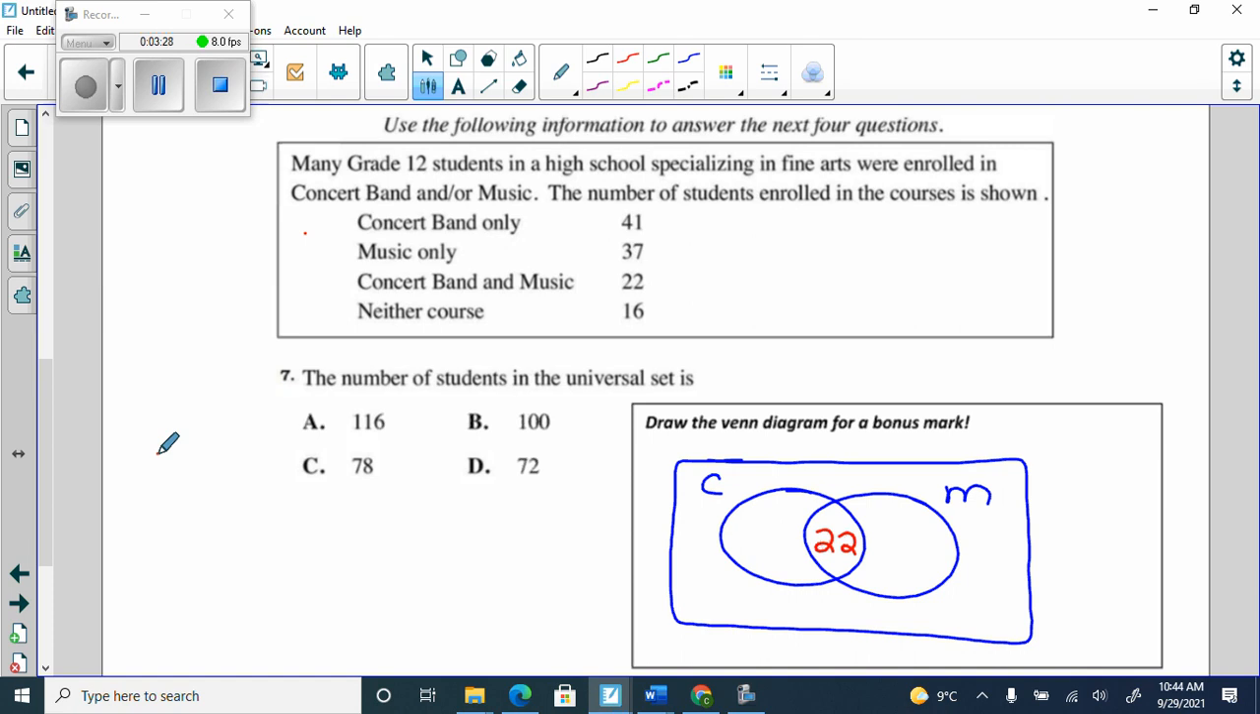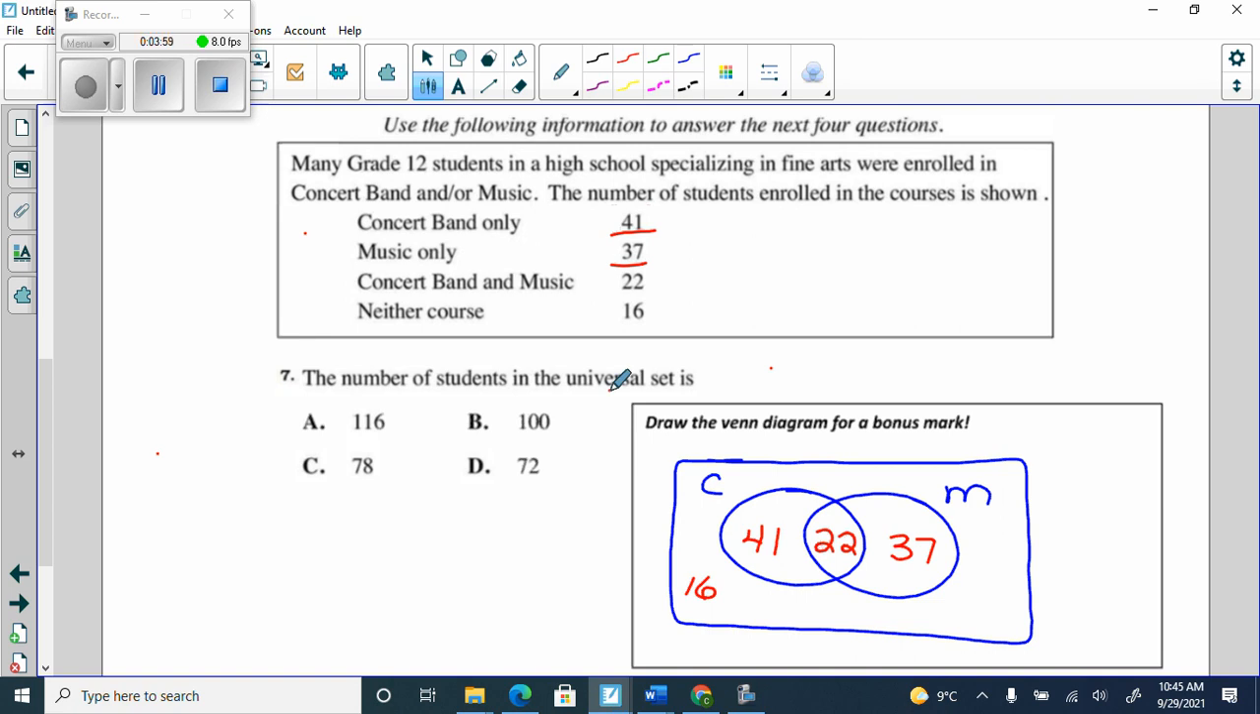I don't have to do any subtractions, do I? When it says only, you can actually throw it in first because it's only in that one spot. So this is concert band only. So I'm going to get 41 here. This is music only. So I'm going to get 37 here. I do not subtract, which is where the error happens. People subtract. You don't subtract when it's only because that's the music only spot, right? And then 16 on neither.